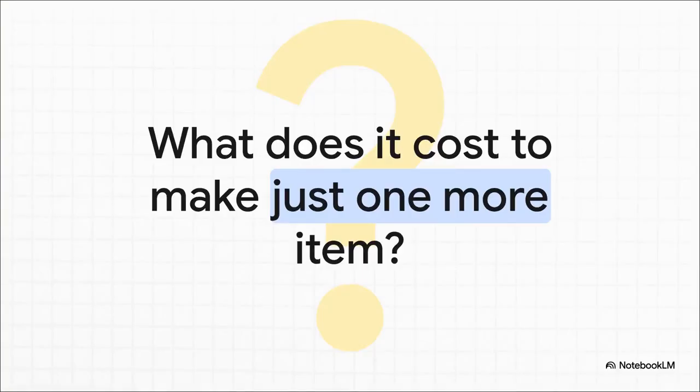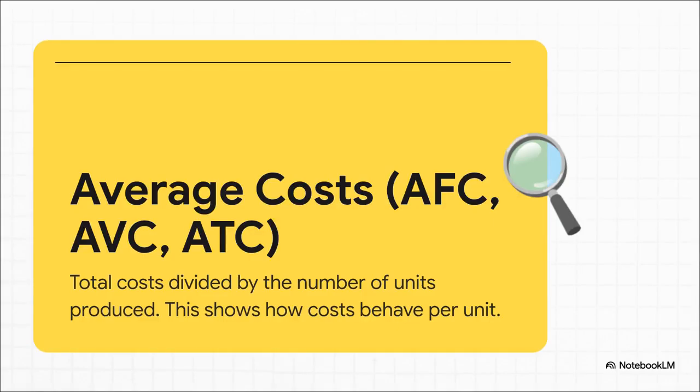This right here, this is the question that separates the good businesses from the great ones. It's not, what did it cost to make the first 100 shirts? Nope, it's, what will it cost us to make the 101st? And trust me, the answer is often really surprising. To get to that answer, we start by calculating the average costs. It's a really simple but powerful idea. You just take your total costs and divide by the number of things you made. This gives you that crucial number, the average cost per shirt.